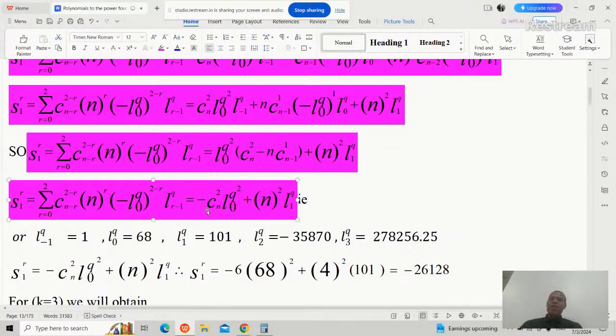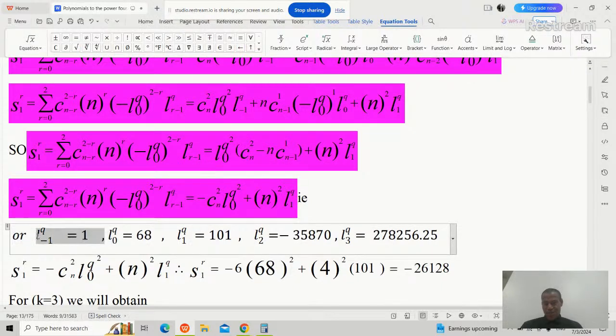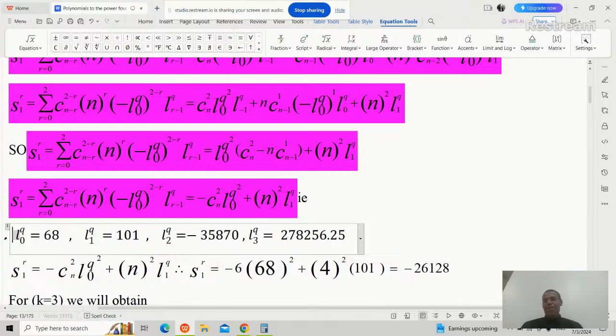So it will be negative combination n choose 2 times L0 of q squared plus n squared times L1. We are going to just focus on the last expression and replace n with 4 in this formula. You will get the value of S1. Now, learners, I will continue calculating the value of S1.